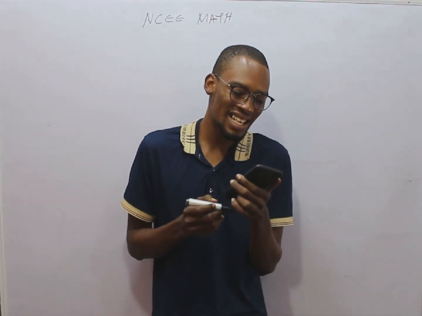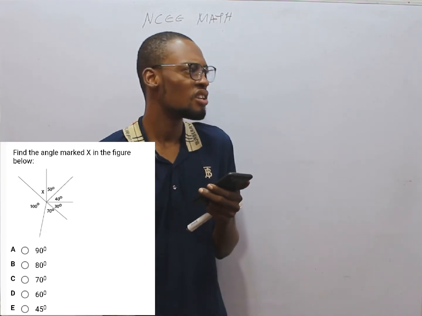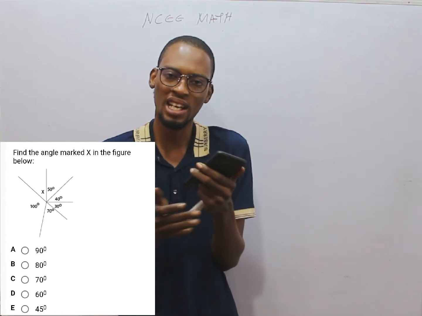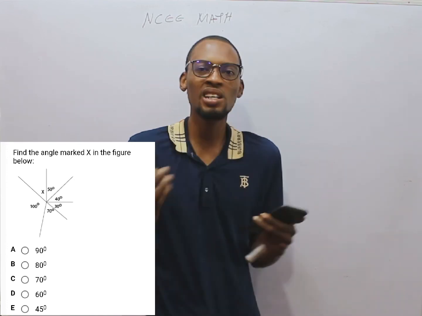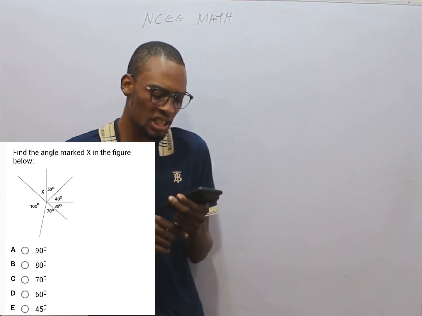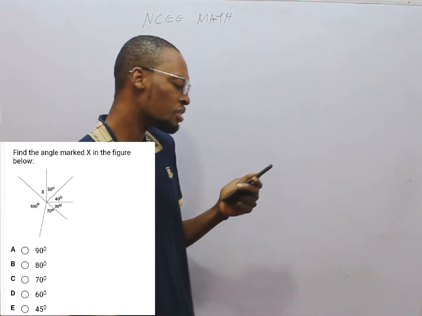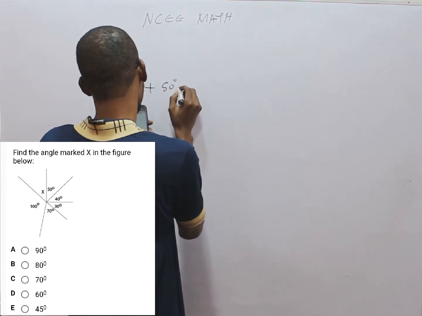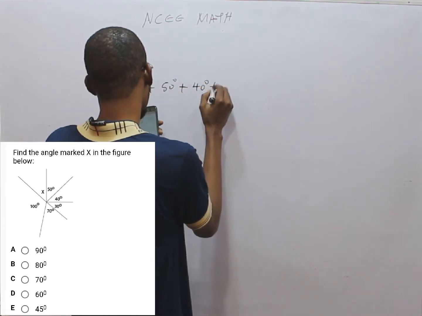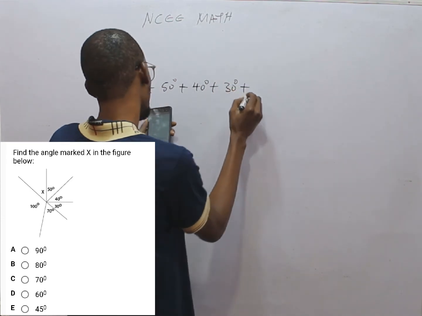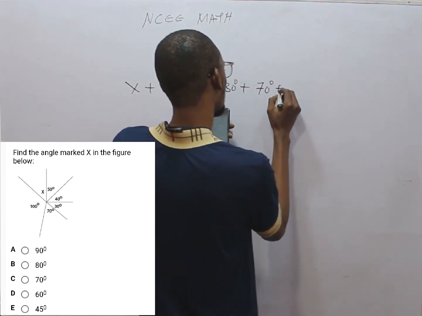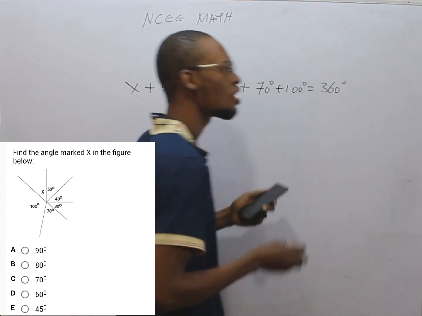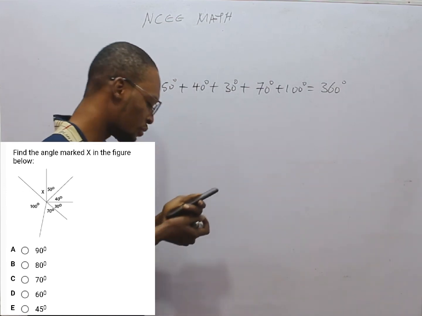Find the angle marked S in the figure below. This figure shows different angles at a point. And remember, angles at a point sum up to 360 degrees. This means the S we are looking for plus the other angles, 50 degrees plus 40 degrees plus 30 degrees plus 70 degrees plus 100 degrees, everything will sum up to 360 degrees. That is the sum of angles at a point.